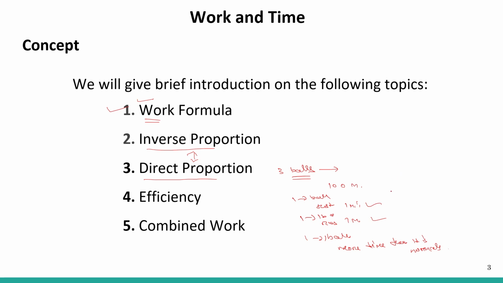Then another boy comes who throws 2 balls 100 meters, then takes 1 minute rest. So his efficiency is better than yours. This is what efficiency is, and we'll see it in detail. We'll also see combined work. If 2 people have different efficiency, how much time will they take? If we are given individual times, how much will they take combined? We'll learn these concepts in this topic: work formula, inverse proportion, direct proportion, efficiency, and combined work.